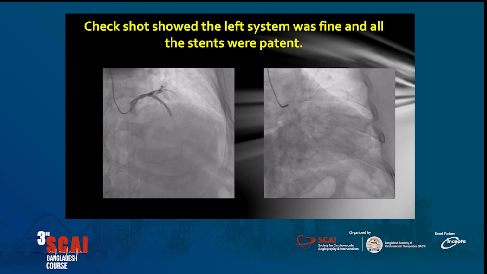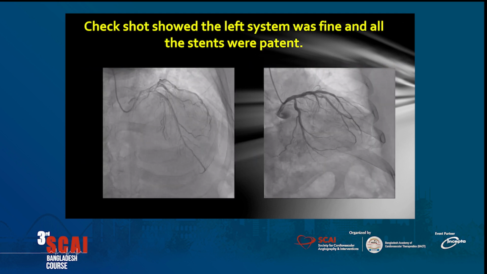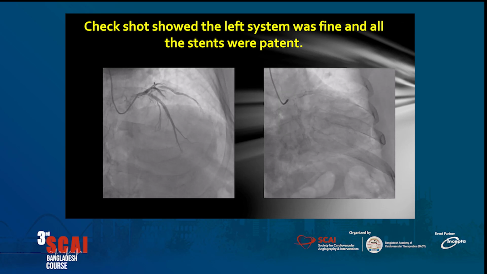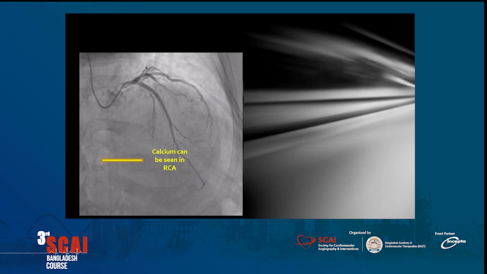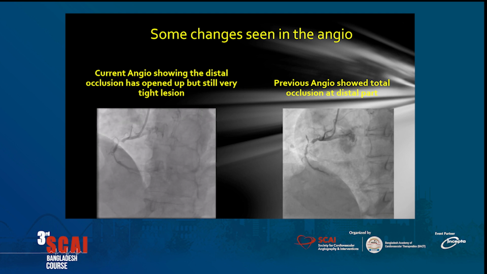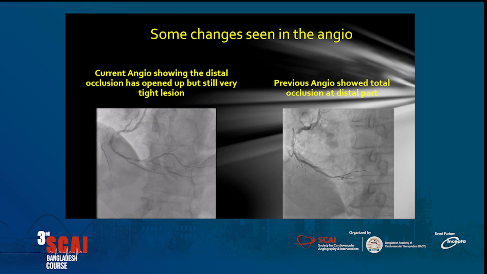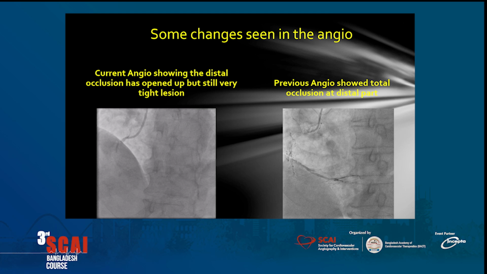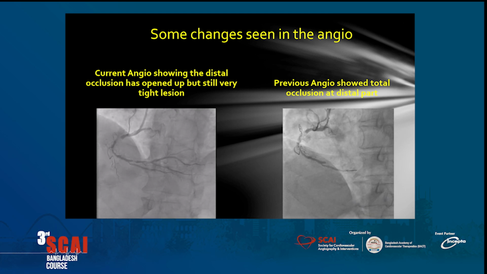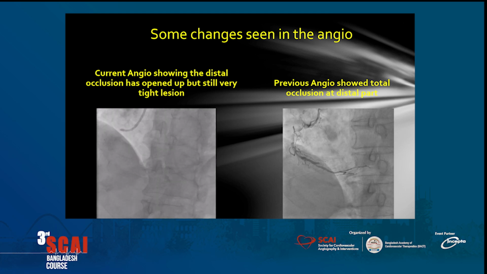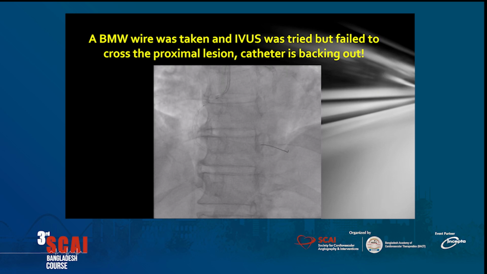Before that, we check the left stents, which are doing quite well. And you can see the calcium in the RCA. And luckily, the PLV has opened up, but still there are 3 or 4 significant lesions with calcium. So a BMW was taken, IVUS was tried.